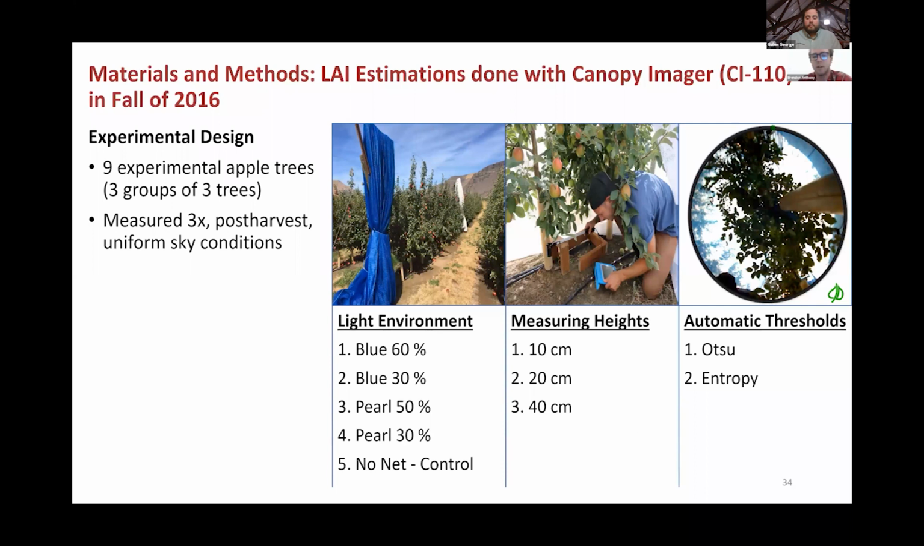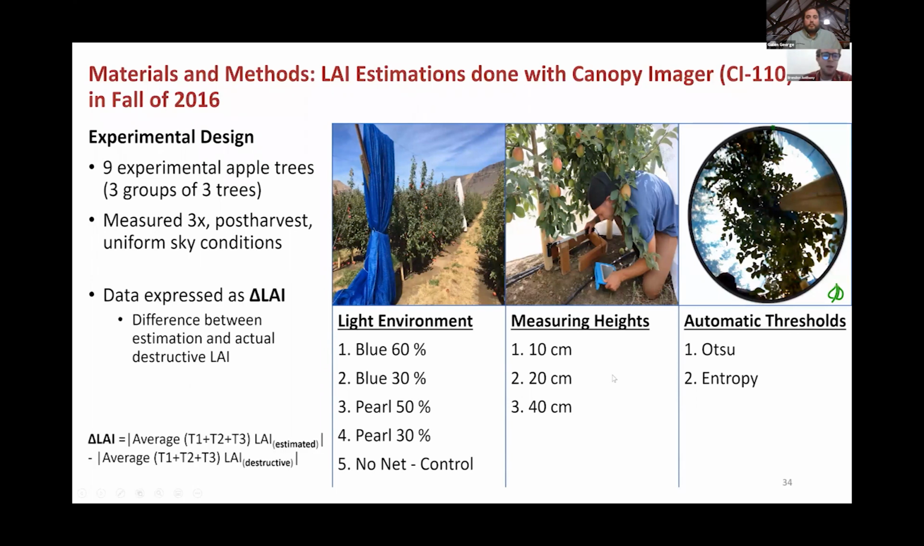And then we used 2 of the different automatic thresholds embedded on the tablet there. We did this across 3 triplets of 9 trees, so 3 groups of 3 trees, and we measured this under uniform sky conditions. The data that I'll be showing is expressed as delta LAI, so the difference between the destructive versus the estimation. And so the smaller the delta LAI, the more accurate the result. So we'll get into some data here.